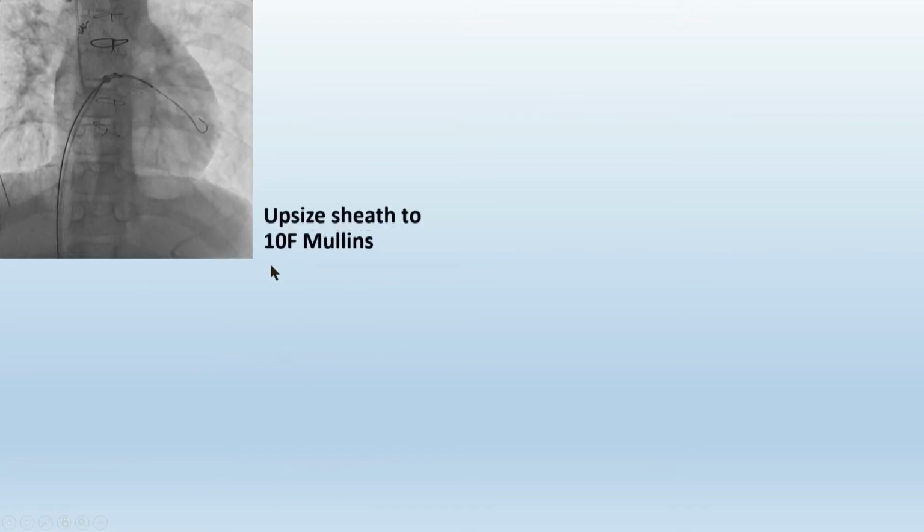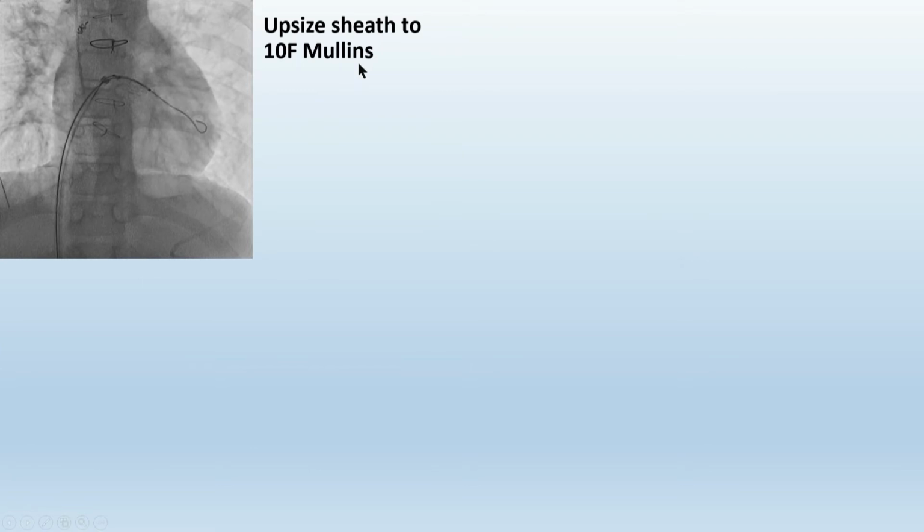So what did I do? First, I tried to retrieve, and of course you need to upsize your Mullins sheath. I upsized the Mullins sheath to 10 French diameter, and I tried to grab the stent using a 10 millimeter gooseneck snare. You may have difficulty because of the open stent.